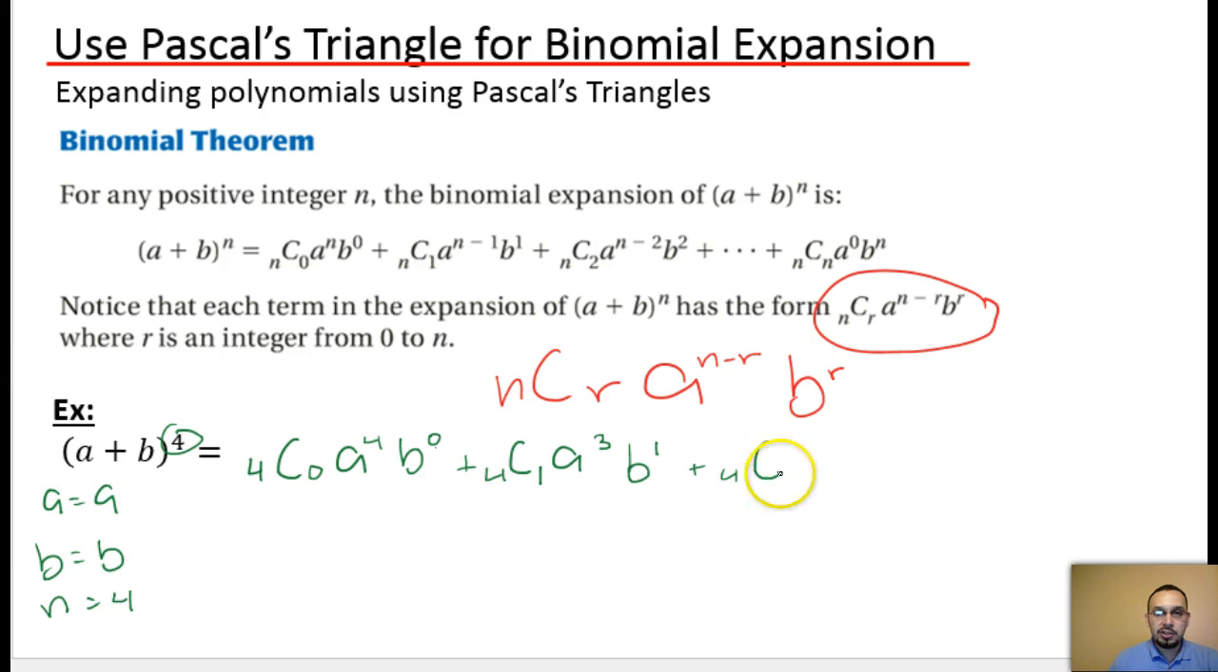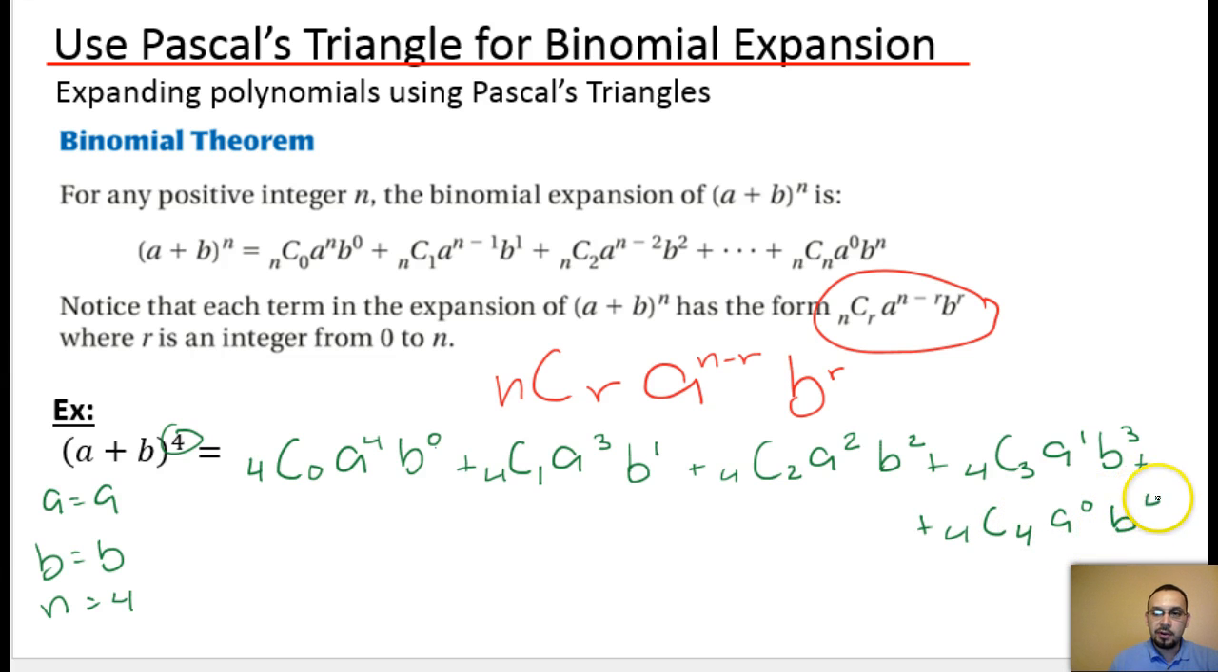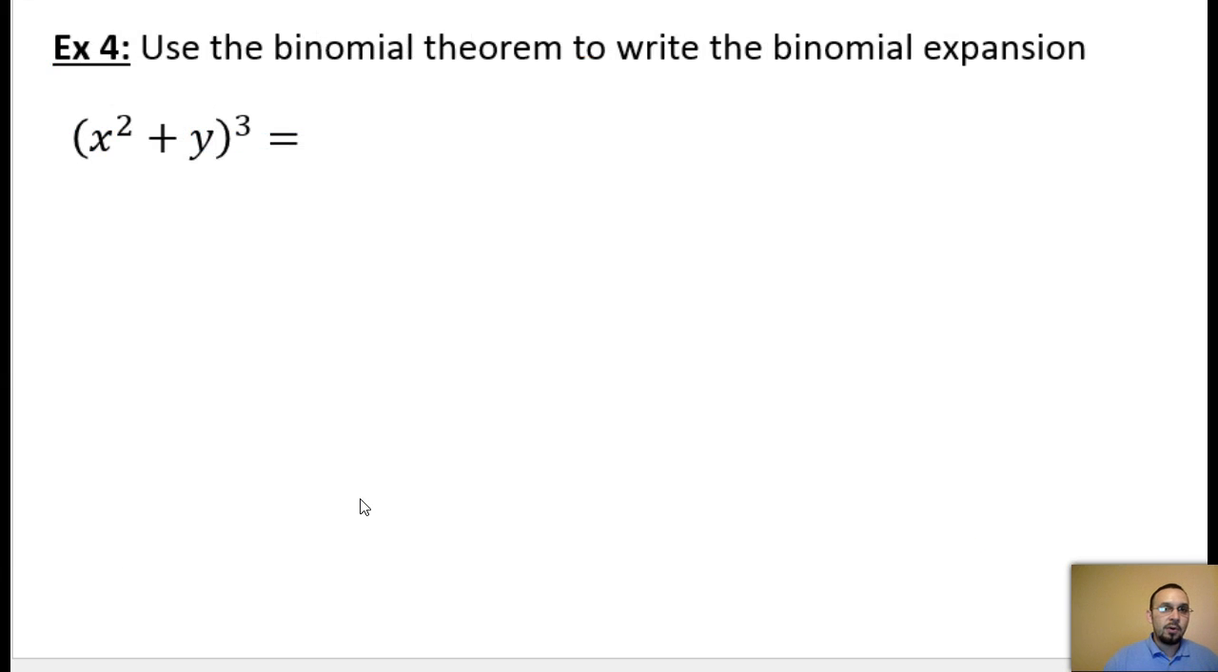Plus 4 choose 2, a to the second power, b to the second power. Plus 4 choose 3, a to the first, b to the third. Plus, I'm going to go down here, plus 4 choose 4, a to the 0, b to the fourth power. So then we can evaluate that out. But to show you a better example of how to work this, let's look at example 4.